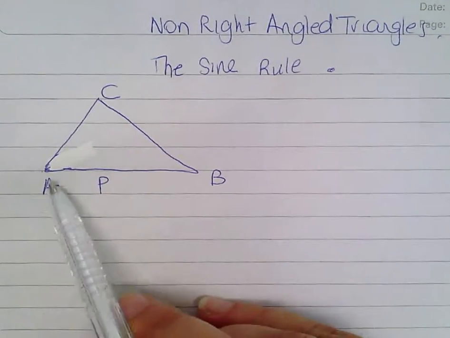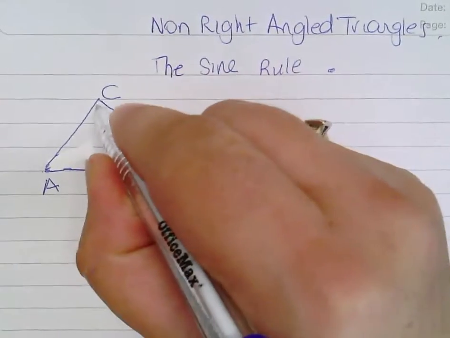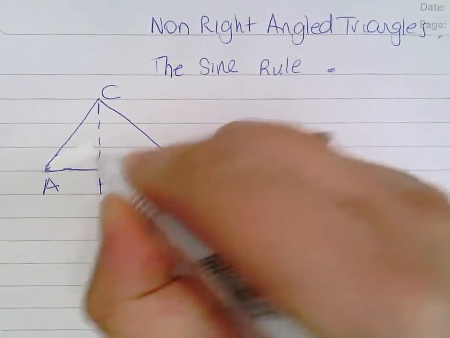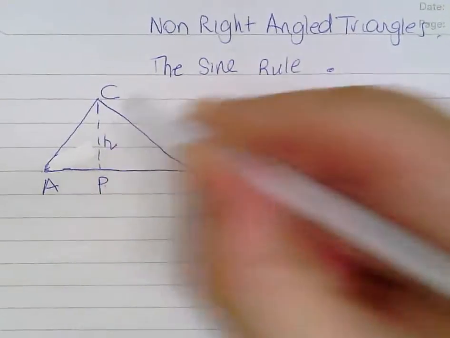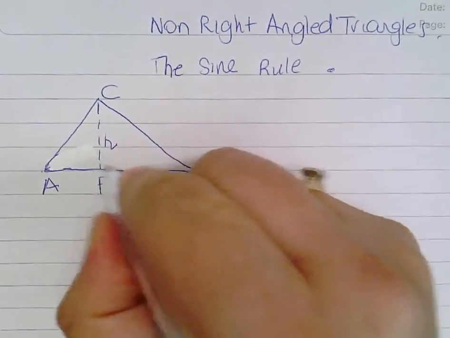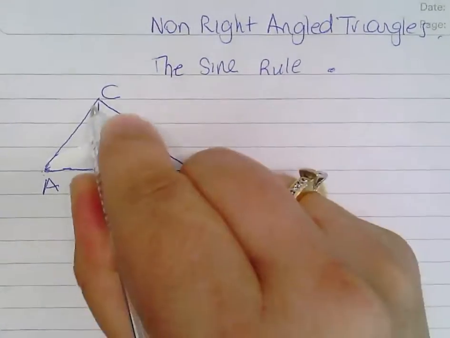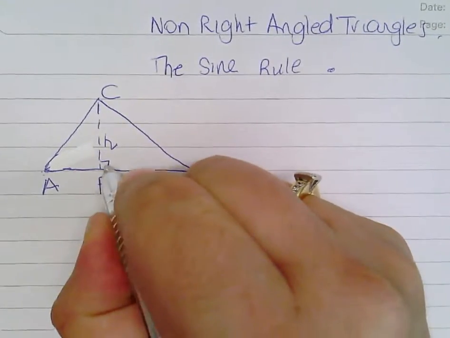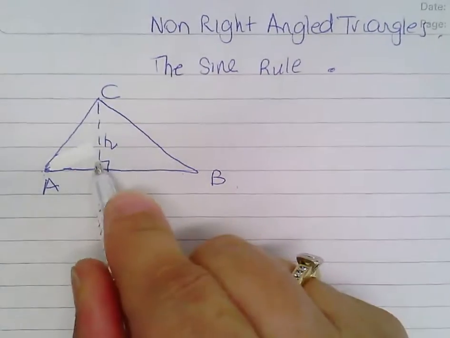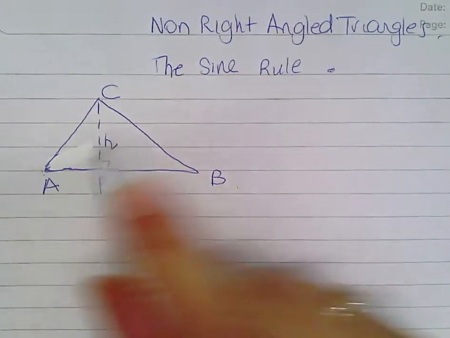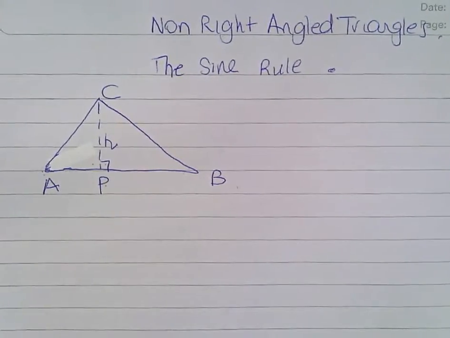So, here I've got triangle ABC. I'm just going to put a dotted line down here and put this point P here and call this H for height. And if this is a horizontal line here and this is a vertical height, I'm just going to put a right angle there. So I've got a right angle there and obviously a right angle on the other side of that triangle.